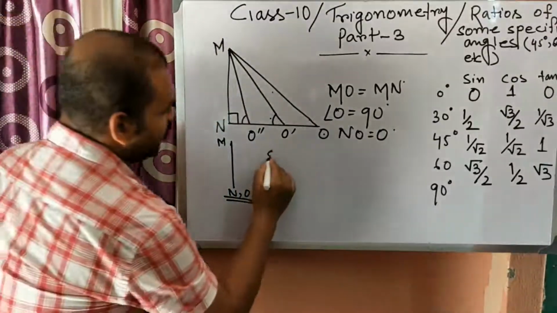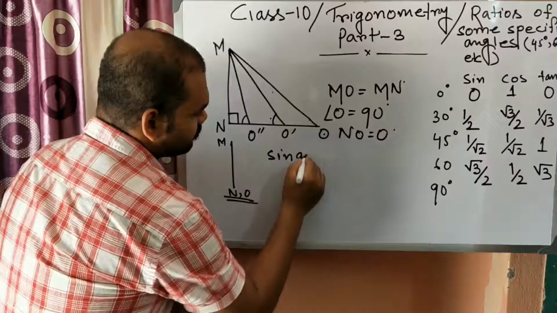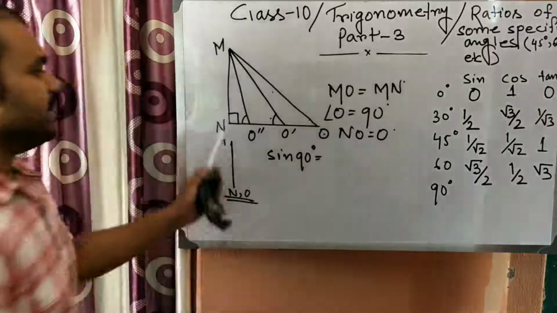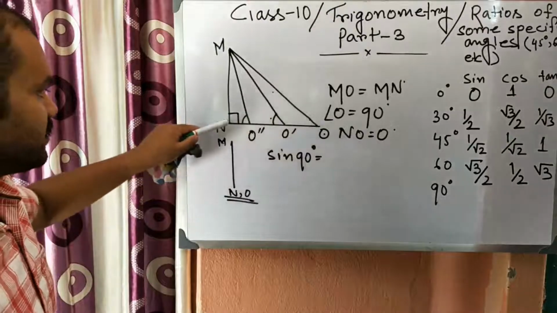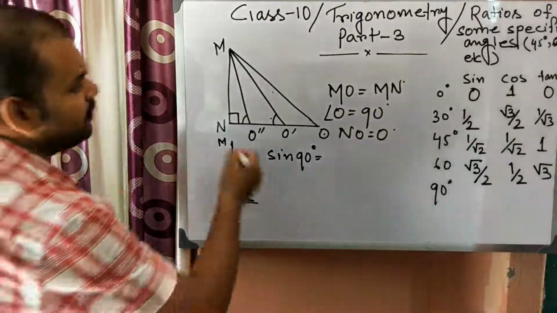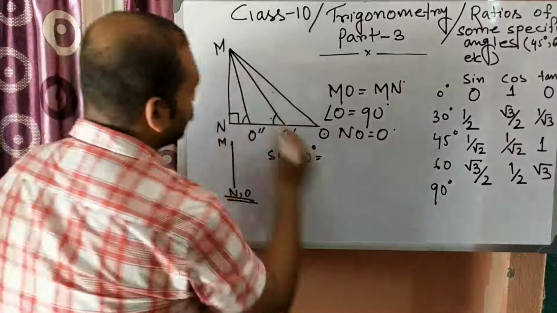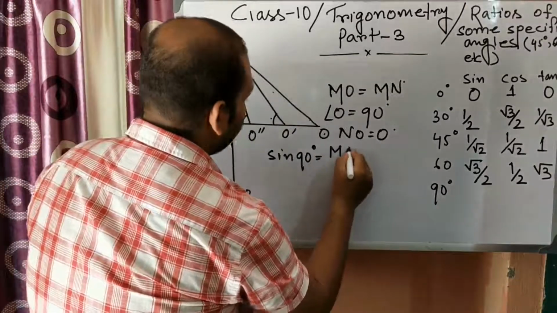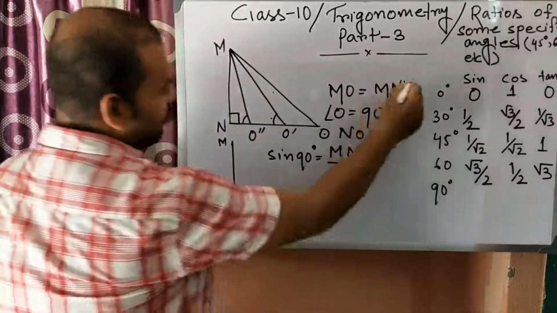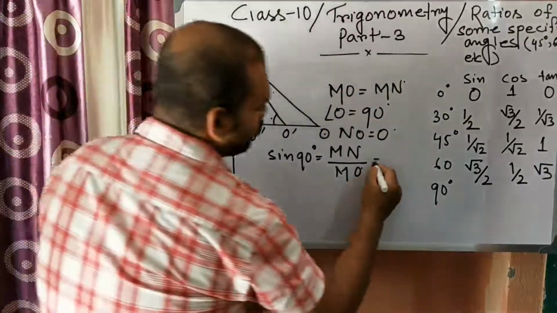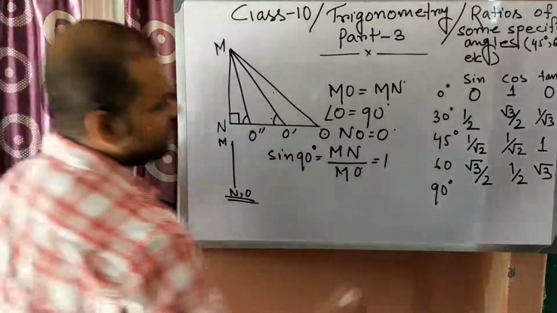So what is the value of sine 90? Sine 90 is equal to, as the 90 degree angle comes here, perpendicular by hypotenuse. What is the perpendicular? MN, and hypotenuse is MO, okay. So MN and MO are equal, so we get 1. So sine 90 is 1.